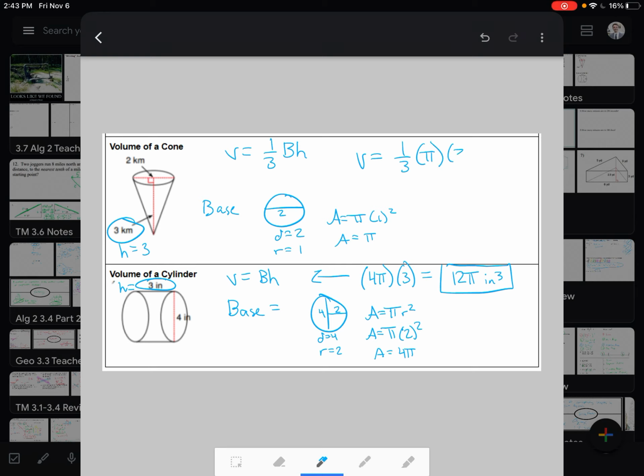So if we plug that into our formula, we have 1/3. Our base area is just pi. Our height, in this case, is 3. And we're going to have volume equals 1/3 times pi times 3. If we punch that into the calculator, it's actually just going to give us an answer of pi. And again, units to the 3rd power, because it's cubic. And that's our final answer.